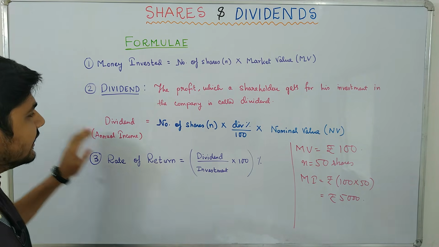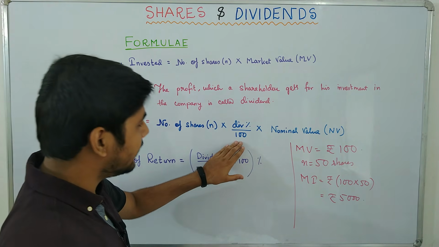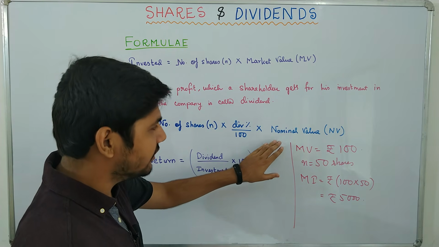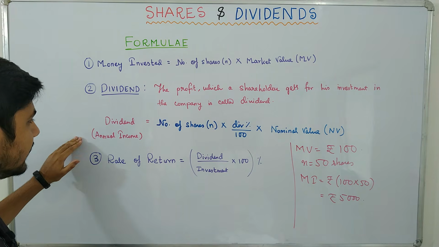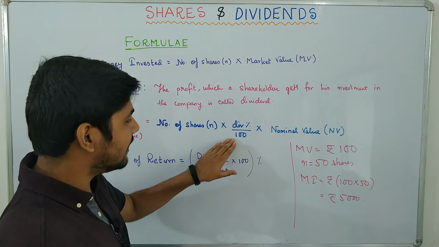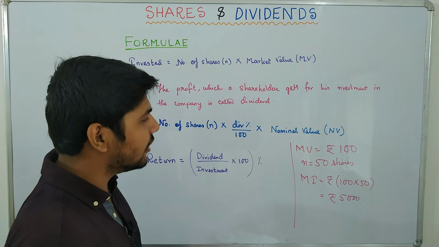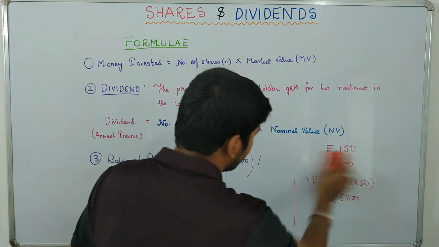Dividend or annual income. Whenever it is given dividend or annual income, both mean the same thing. So dividend is equal to number of shares N into dividend percent divided by 100 into the nominal value of the share. Let me repeat it. Dividend or annual income is equal to number of shares N into dividend percent divided by 100 into the nominal value of the share NV. Let me give you an example so that you have a better understanding.